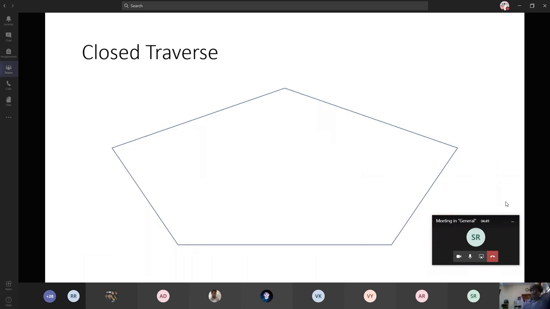The next is what is called a closed traverse. So we have got a pentagon actually. You start at one point and then you go to the other point, reach the point again. This is what is called a closed traverse.